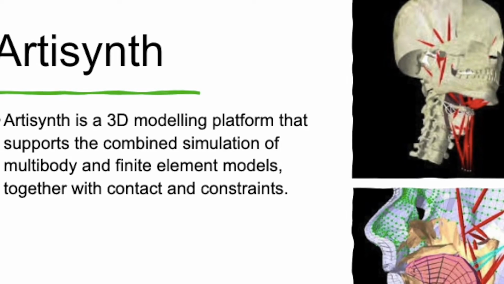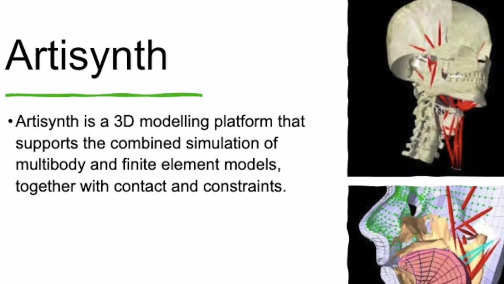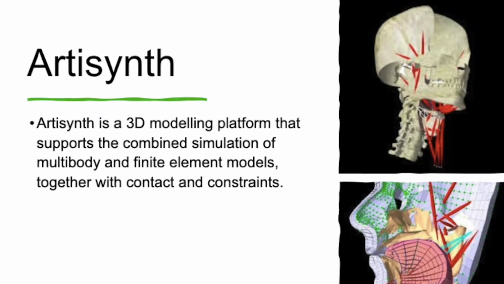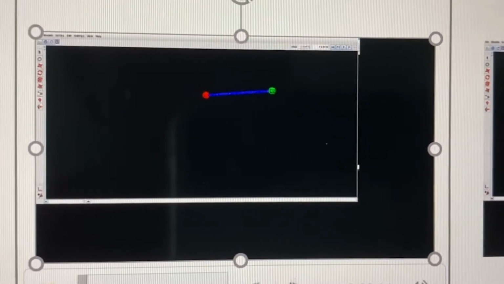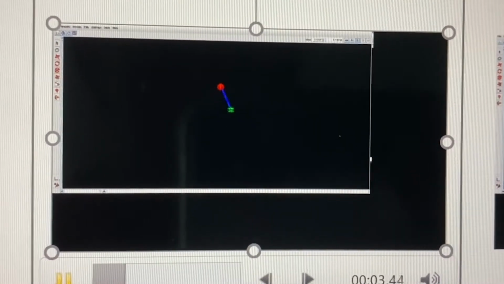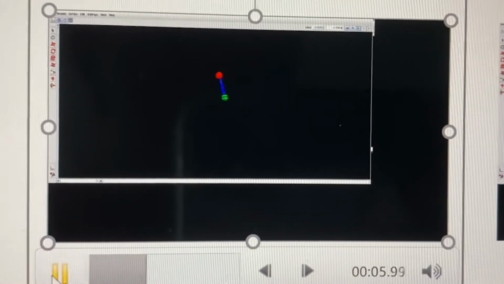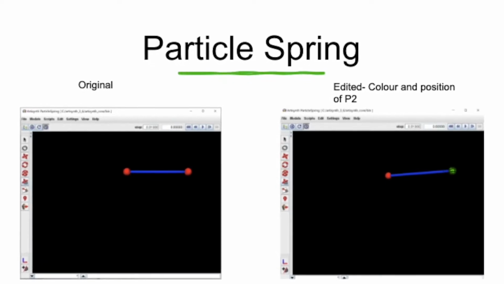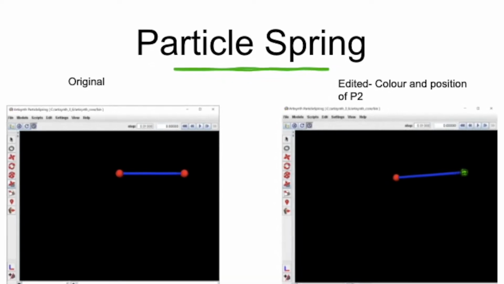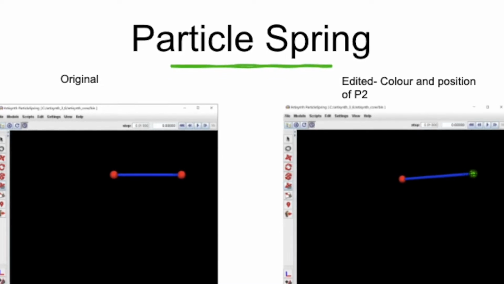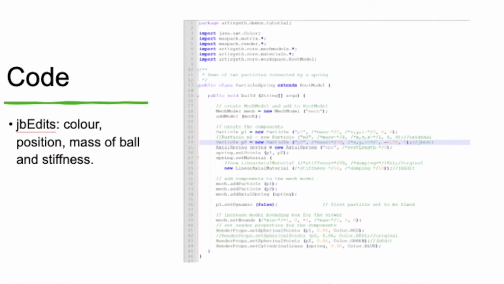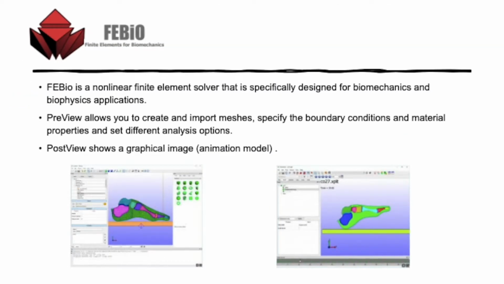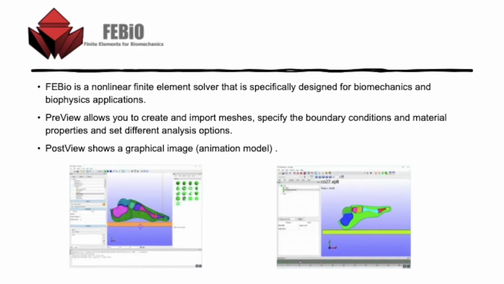Artisynth is a 3D modeling platform that supports the combined simulation of multi-body and finite element models, together with contact and constraints. I first started with a particle spring, which consisted of simple particles connected together by axial springs. I altered the shape, color, position, velocity, and force of the probes and compared the results. Throughout the summer, I had the opportunity to use my knowledge from first-year coding, C programming, and apply it to Java.